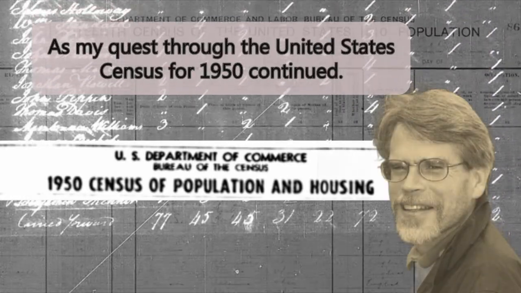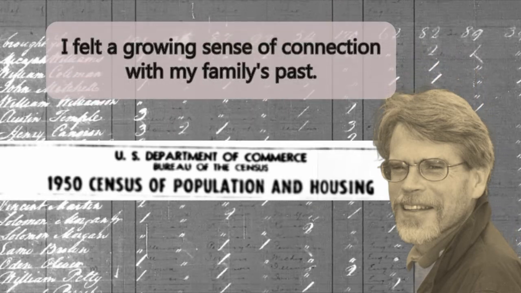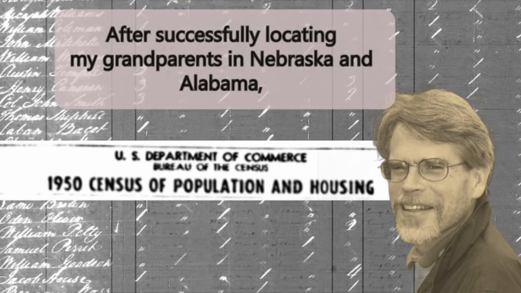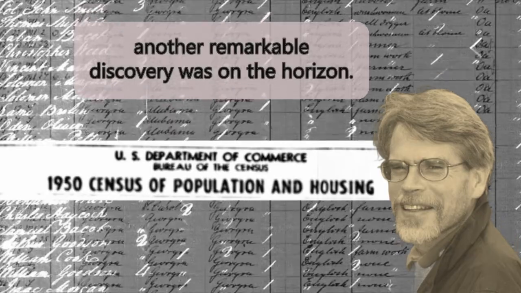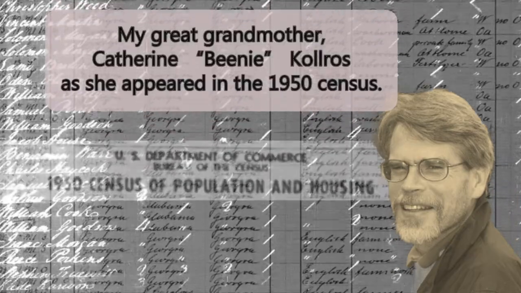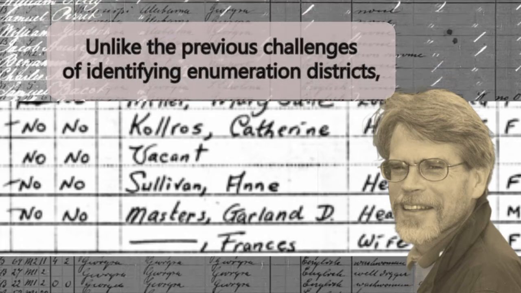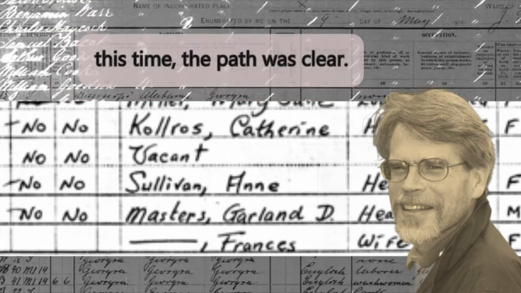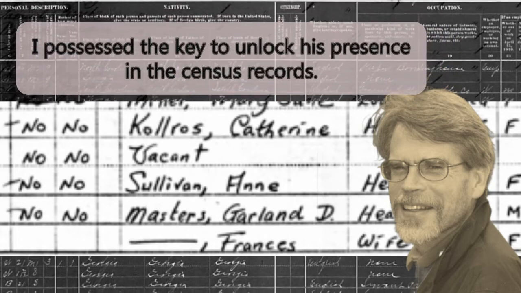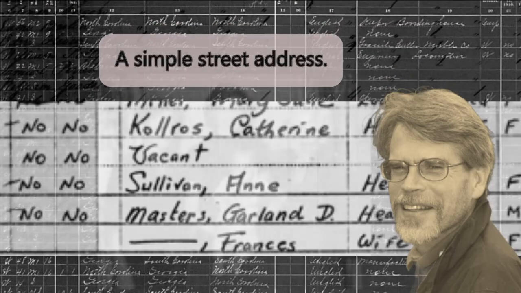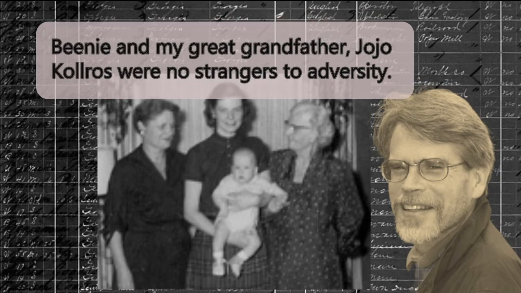As my quest through the United States Census for 1950 continued, I felt a growing sense of connection with my family's past. After successfully locating my grandparents in Nebraska and Alabama, another remarkable discovery was on the horizon. My great-grandmother, Catherine Beanie Culrose, as she appeared in the 1950 census. Unlike the previous challenges of identifying enumeration districts, this time, the path was clear. I possessed the key to unlock Beanie's presence in the census records: a simple street address.